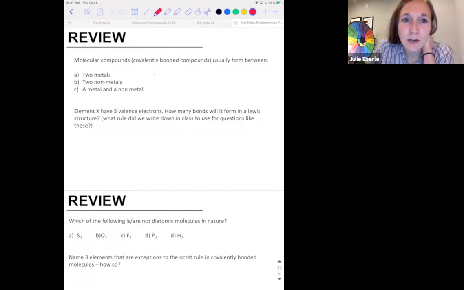Molecular compounds. So we talked about ionic compounds. That was exam 1. And chapter 4 is where we got into molecular compounds. And I want to know, did we say these form between metals, nonmetals, or one of each? Think about a molecular compound and how it's different from an ionic compound. This is one of the first things we talked about in chapter 4.